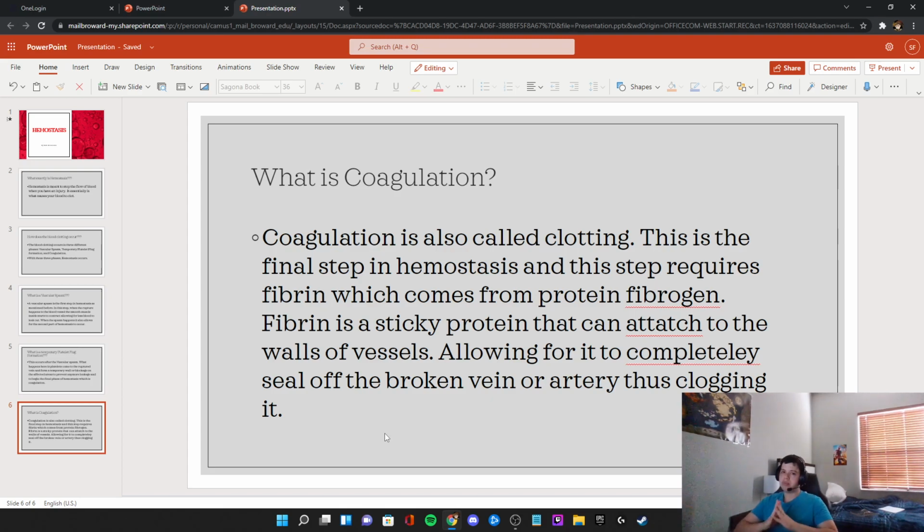So it's very brief, but that is my take on hemostasis. That's what I'm able to give to you.